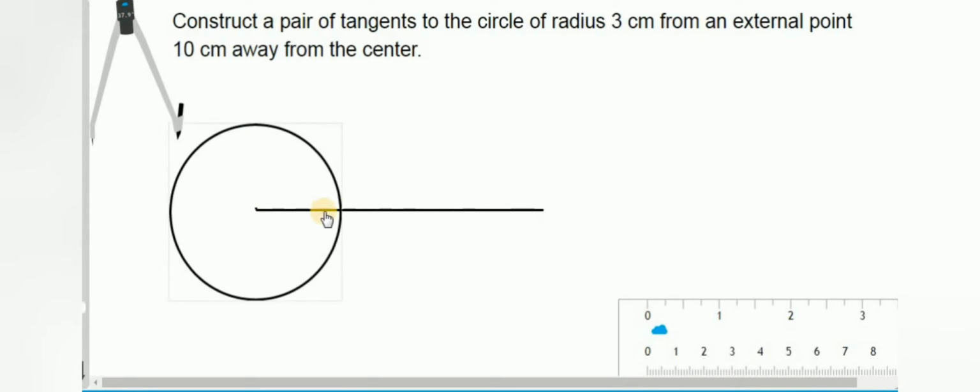From that point we have to construct tangents to this circle. See, from an external point 10 centimeter away from the center, here it is the center, and here it is the point. We have to construct two tangents from that point. After this, construct the perpendicular bisector for this straight line. Here it is the straight line. We have to construct the perpendicular bisector.